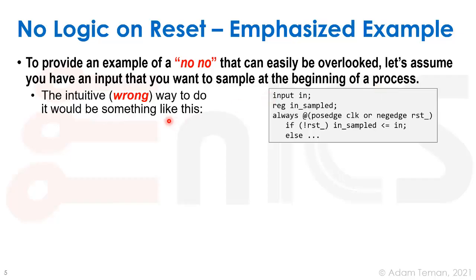Okay, so the intuitive way to do this that is very wrong would be something like this. We have this input called in, and we'll call this reg in_sampled. So this is going to be the value that we're going to sample when our input comes in. So always @(posedge clock or negedge reset). If on reset, what are we going to do? We're going to save in into in_sampled.